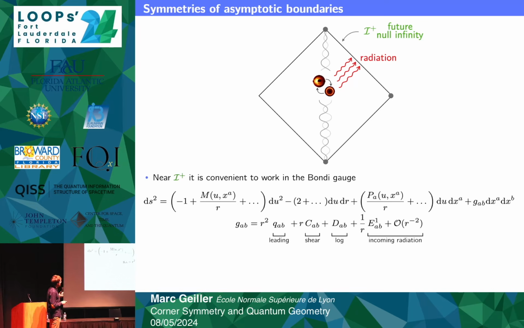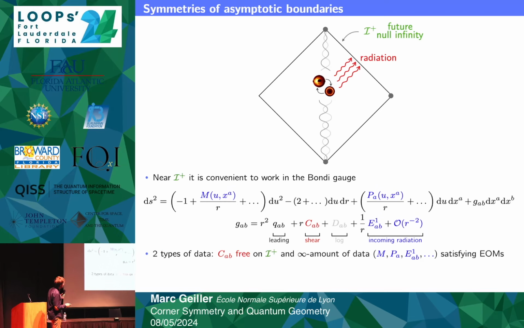This C_AB is very important. All these tensors here are transverse traceless. C_AB is the shear. D_AB has an interesting history of its own. It's related to logarithmic contributions in the solution space and to whether Scri plus is smooth or not, whether or not peeling is satisfied or not. And these remaining terms, this whole expansion, are usually called the incoming radiation. These log terms I will set to 0 here.